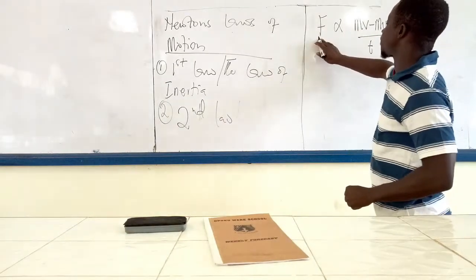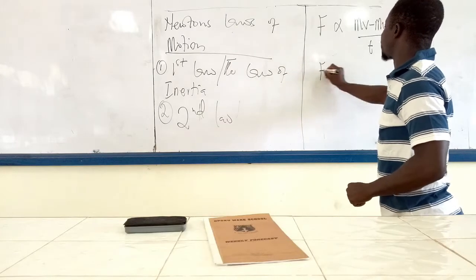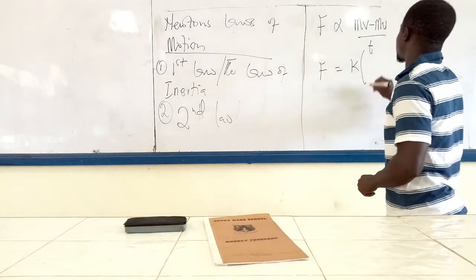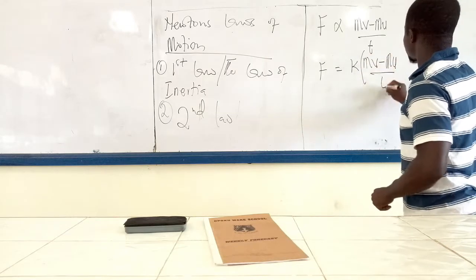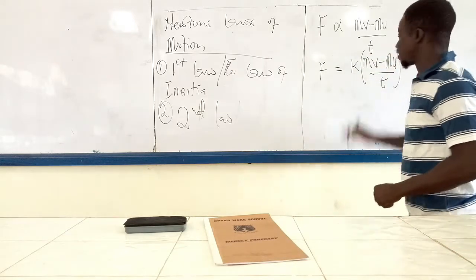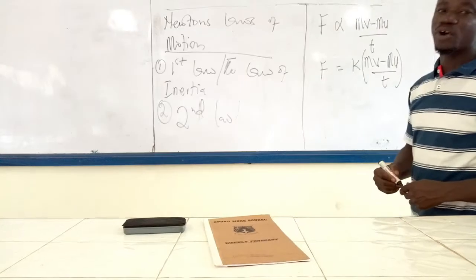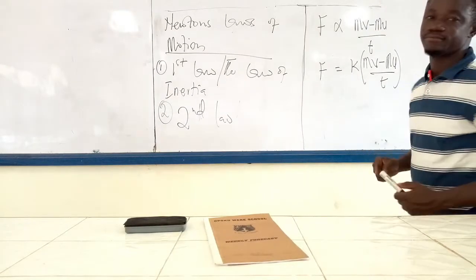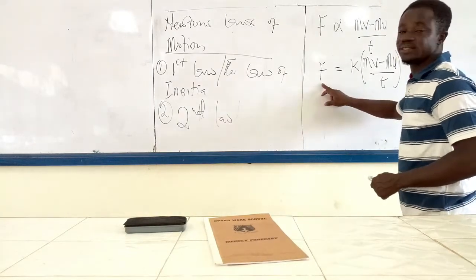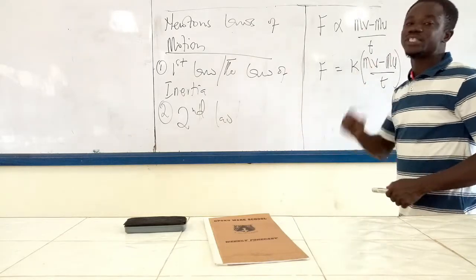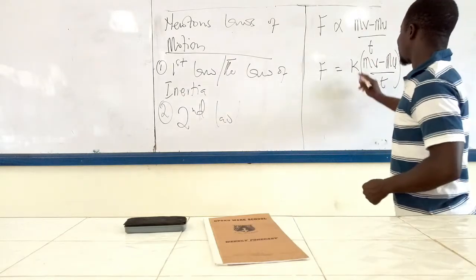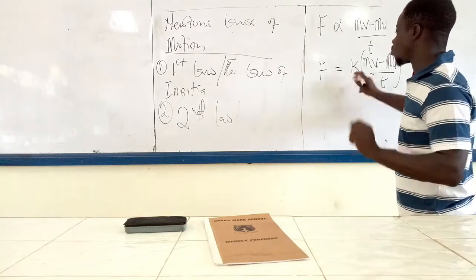So when we remove this proportionality, I will introduce a constant. F is equal to a constant K into bracket mv minus mu all over t. But this constant K was found by Newton to be 1. Because you know that 1 Newton is equal to 1 kilogram meter per second squared. So for that matter, this constant K is equal to 1.